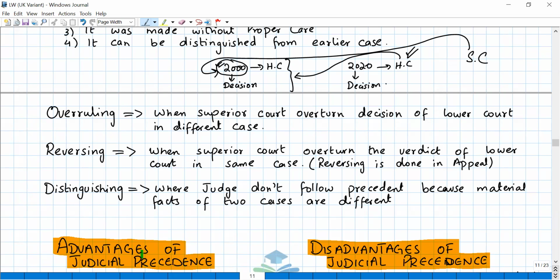Distinguishing is where a judge does not follow precedent because the material facts of the two cases are different. We already talked about that: if the material facts of the two cases are different, then the decision is not a precedent. The terminology used for this is distinguishing.